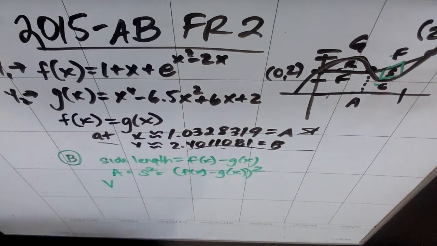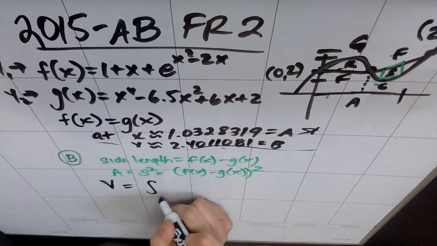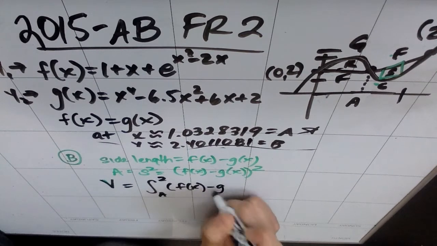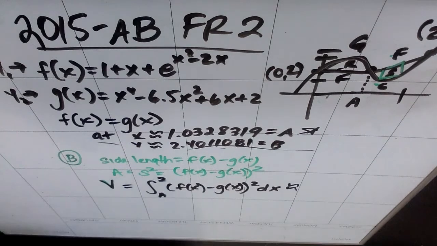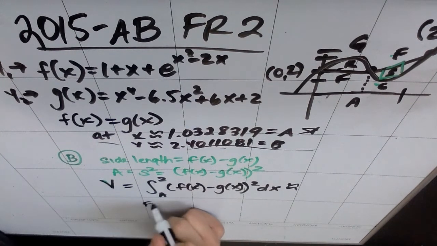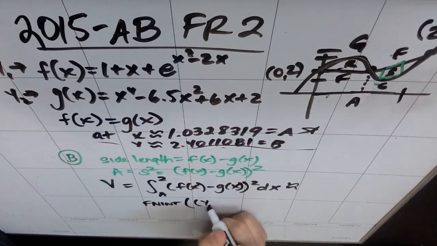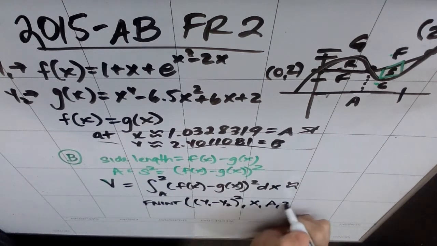So my volume then, sorry, we'll switch back to the other marker. My volume is what happens if I integrate from a to 2 of f of x minus g of x quantity squared with respect to x. And again, the AP wants to see that setup, and then they just want you to type to get the answer. So what that's going to look like in my calculator is function integrate in parentheses y1 minus y2 quantity squared with respect to x from a to 2, right?